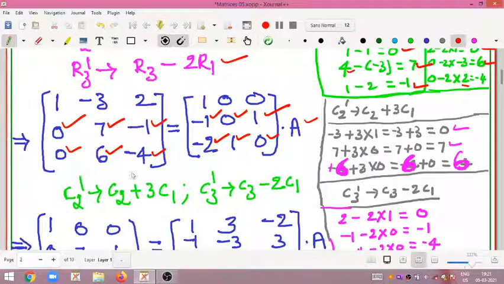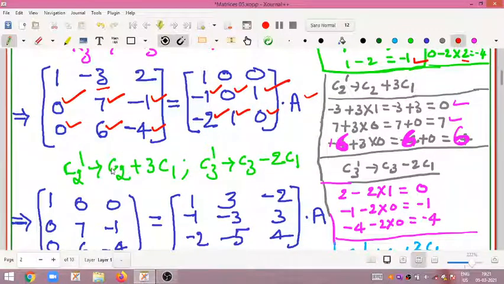Again, what do we want to do? We want to make this element 0. So that's why I went for column operations. The second column has -3, so we say C2' = C2 + 3C1, and this one also we want to make 0, so C3' = C3 - 2C1. See here, the column operation C2' = C2 + 3C1.